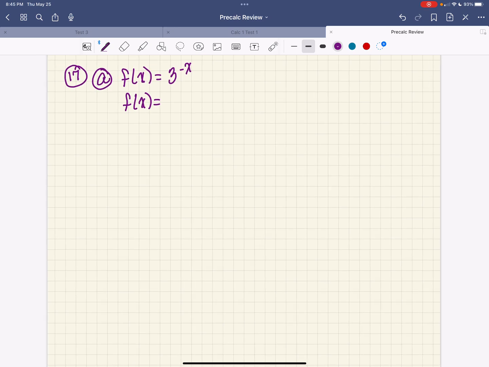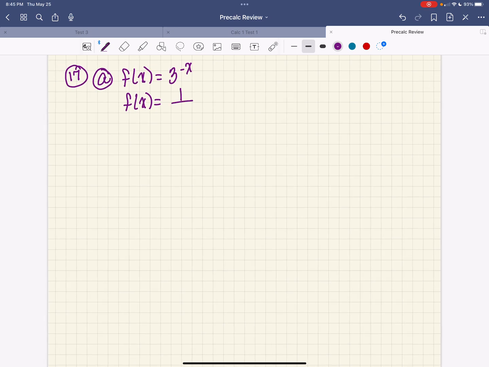So I'm going to rewrite that as 1 over 3 to the x. So what I'm going to do now is think about what that actually looks like. Then I can rewrite it one more time, and I've got 1 over 3 to the x power. So that's really the function that we're looking at right here, 1 over 3 to the x power.